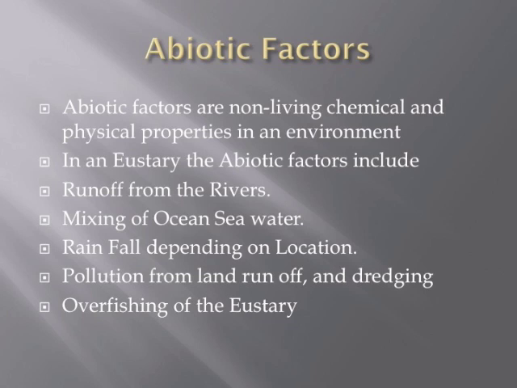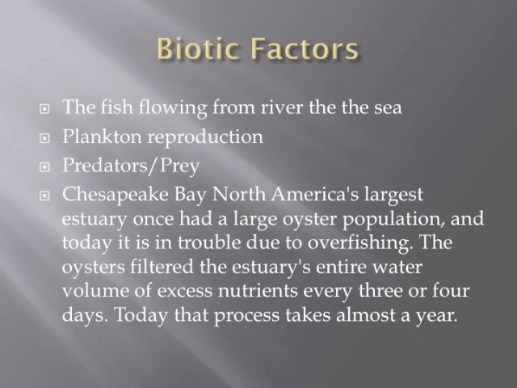Abiotic factors are non-living chemical and physical properties in an environment. An estuary includes runoff and mixing of salt water and fresh water. Biotic factors are living factors, such as fish flowing from river to sea, plankton, predators, and prey.